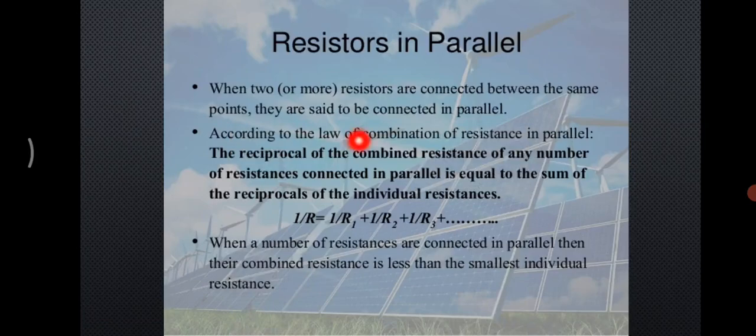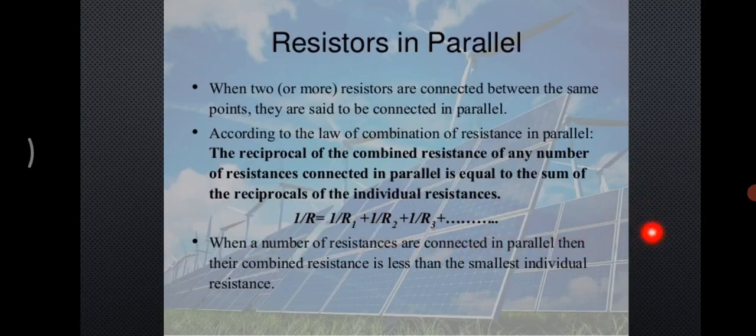According to the law of combination of resistances in parallel, the reciprocal of the combined resistance of any number of resistances connected in parallel is equal to the sum of the reciprocals of the individual resistances. That means 1 upon R is equal to 1 upon R1 plus 1 upon R2 plus 1 upon R3, and so on.